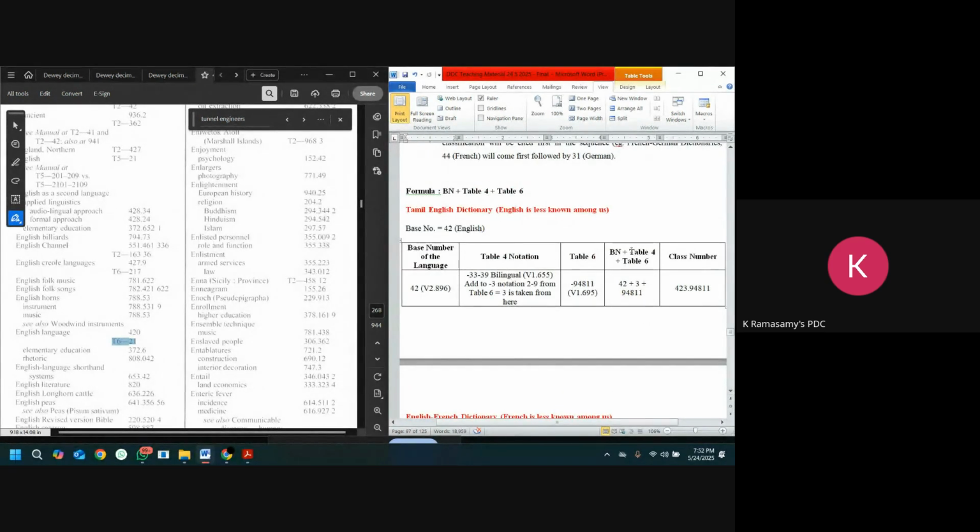So bilingual means 2 languages are there. For example, you are having a Tamil English dictionary. 2 languages are there, Tamil language and English language. Out of this, whichever language is lesser known to you, that number should be written as the first number. So out of these 2 languages, I don't know English much. I'm very good in Tamil, but I'm not that good in English. So English is going to be the base number. What is the base number for English? Not 420, 42. Please understand, 42 is the language number for English.